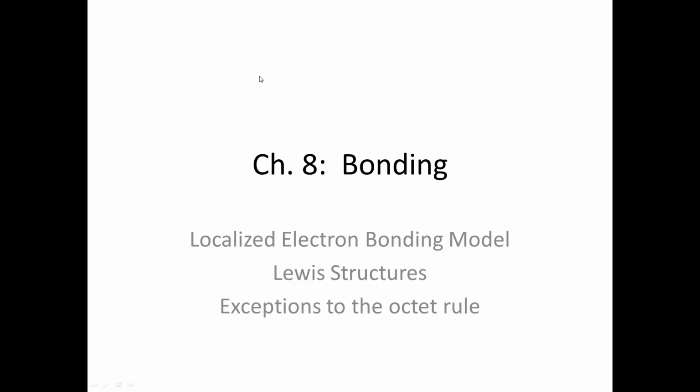The next topic in bonding will be the Localized Electron Bonding Model. The first part of the Localized Electron Bonding Model is coming up with good Lewis dot structures. And as we go through Lewis dot structures, we'll see most molecules obey the Octet rule, but we'll see there are several exceptions to this rule.